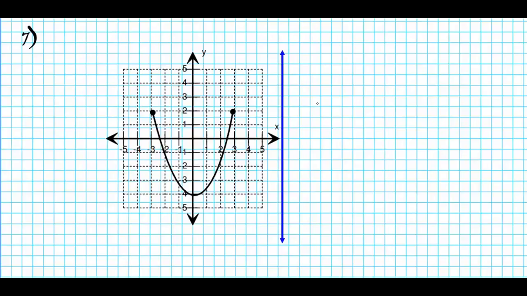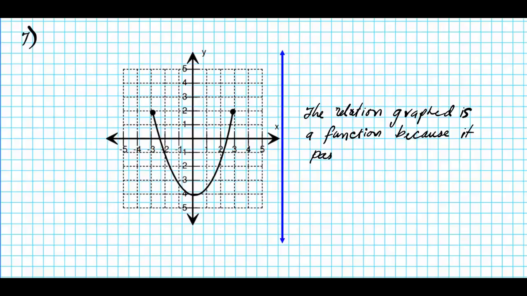All right, so let's go ahead and write our answers down. The relation graphed is a function. Why? Because it passes the vertical line test.